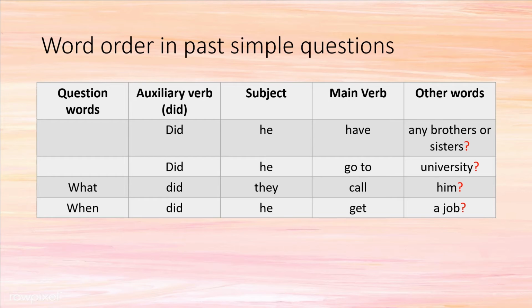For example, did he have any brothers or sisters? Did he go to university? What did they call him? When did he get a job? Don't forget to use the root word for the main verb. And when you ask a question, never forget to put a question mark.